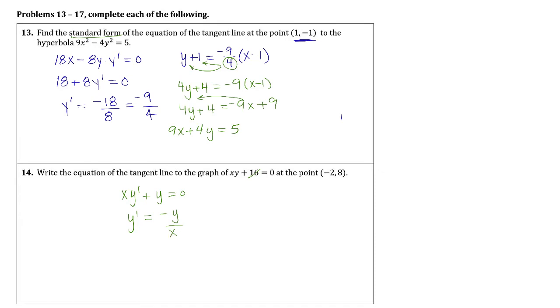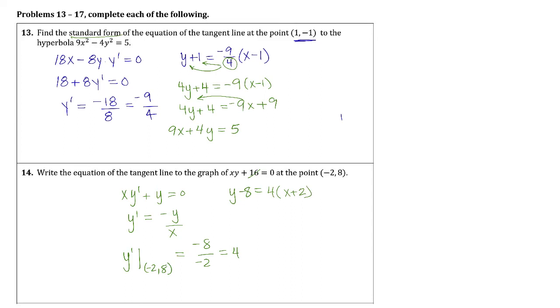And so let's go ahead and write our equation. So we have y minus y1 equals our slope. Well, if we plug in, we're going to have y prime evaluated at negative 2, 8. It's going to give us negative 8 over negative 2, which is 4. So I have 4 times x minus a negative 2.